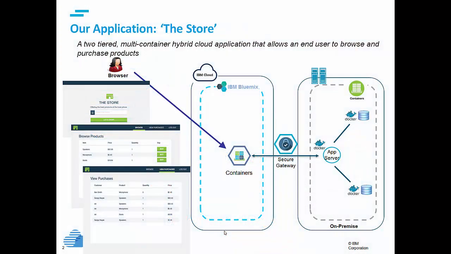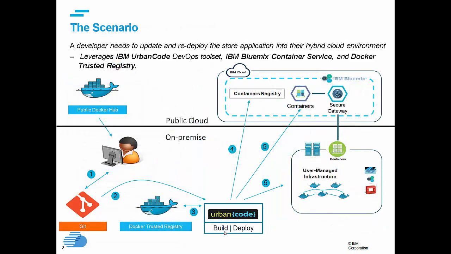IBM has integrated its UrbanCode DevOps toolset with Docker Trusted Registry to automate multi-platform and multi-container application deployments to hybrid cloud environments. Here we show a two-tiered multi-container application whose Node.js-based front-end will be built into a Docker image using IBM UrbanCode Build, and the image will be pushed into an on-premise Docker Trusted Registry. Then IBM UrbanCode Deploy will automatically pick up the new front-end Docker image from Docker Trusted Registry and deploy it to IBM Containers in Bluemix.